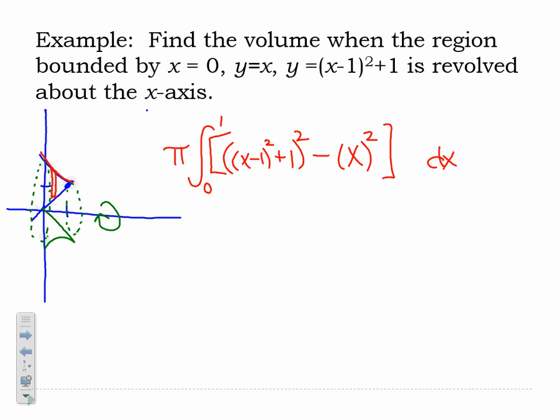Now, here is where we get to the point where I'm not as concerned with the integration. So a problem like this, let's talk about how we would integrate it. What are you going to have to do first? You're going to have to multiply this out, x minus 1 times x minus 1, add the 1. Then you're going to have to square that and then subtract from it. So there's a lot of algebra going on with this integral right now, isn't there?